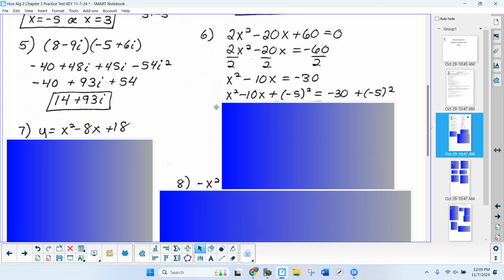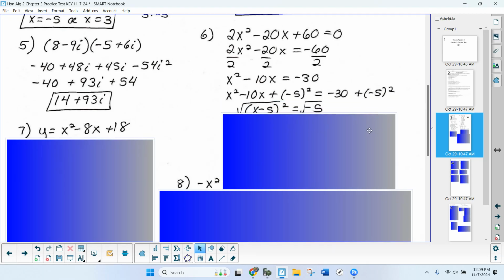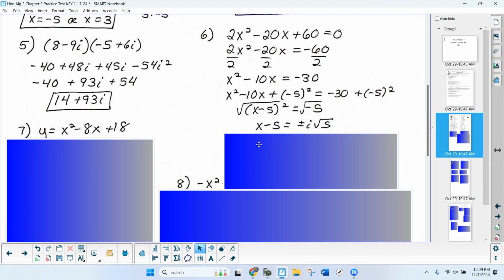What? Oh, first, what did this factor into? X minus 5 squared. X minus 5 squared, and then what's negative 30 plus 25? Negative 5. Now you took the square root, okay, and you got what? X minus 5 equals plus or minus i square root of 5.